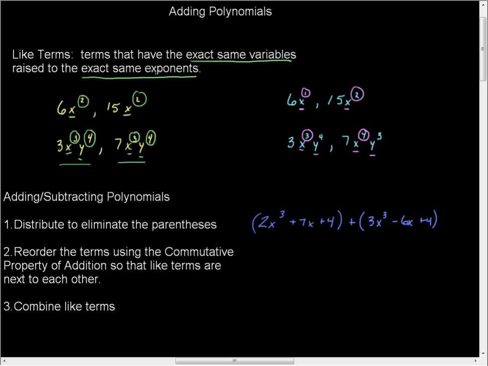Now, a common mistake I've seen is people try to say, well, if I add 6x and 15x squared, I should get 21x cubed. And so if I'm adding x and x squared, I should get x cubed. There's a little flaw here. First of all, if you've studied the rules of exponents, in order to add the exponents, you have to multiply two numbers with the same base. And so you're trying to add with the same base, and that doesn't work. That's okay. You can still add them, but you can't really combine them into one term.